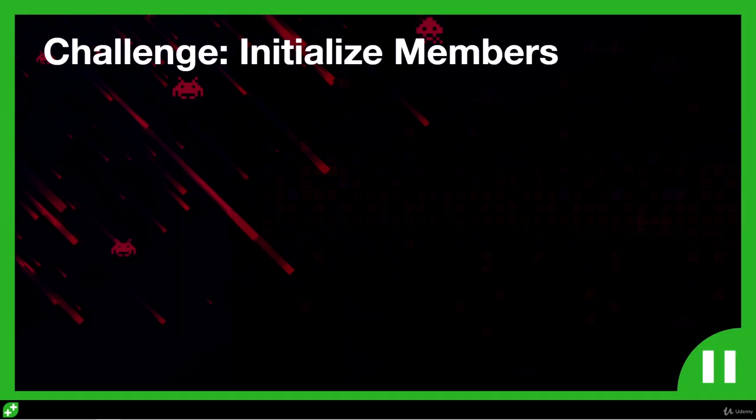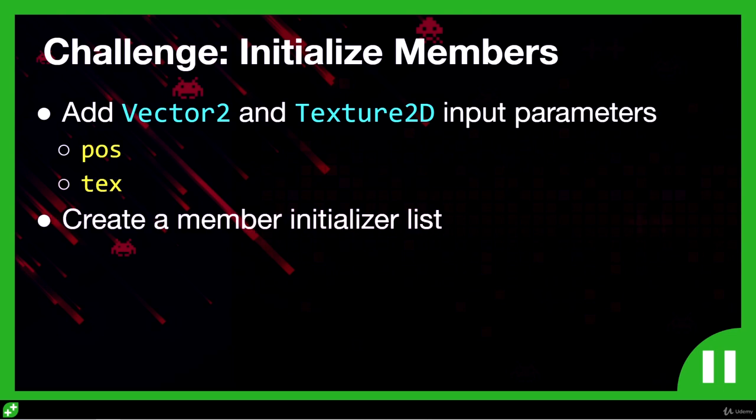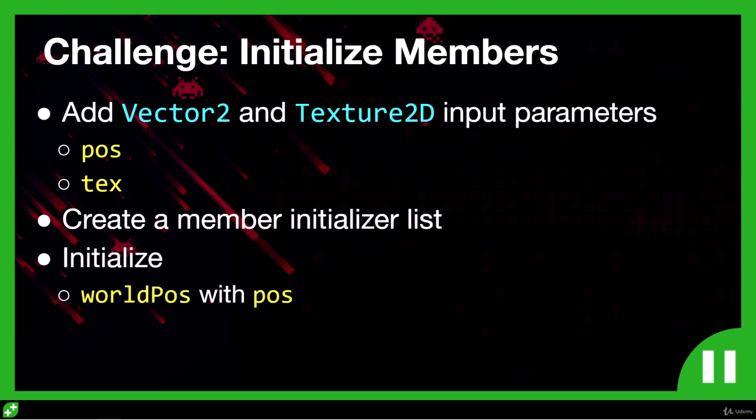So for your challenge, you're going to initialize some members in the Prop class. Add Vector2 and Texture2D input parameters to the constructor of the Prop class. Call these pos and tex. Then create a member initializer list in the constructor and initialize worldPos using the input parameter pos and initialize texture using the input parameter tex. Pause the video and do this now.